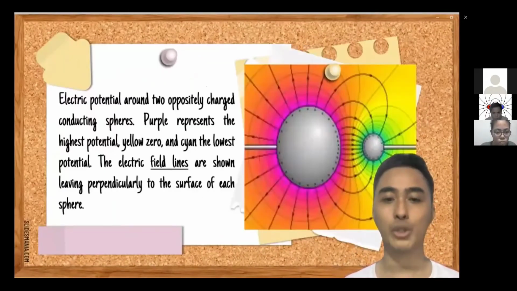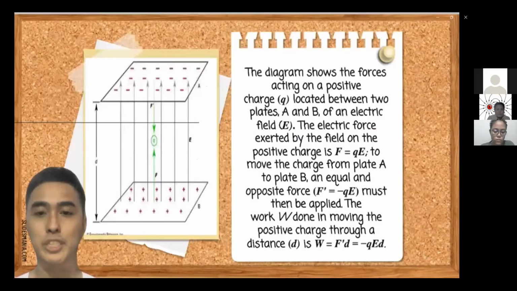This diagram shows the forces acting on a positive charge located between two plates, A and B, of an electric field. The electric force exerted by the field on the positive charge is to move the charge from plate A to plate B. An equal and opposite force must be applied. The work done is moving the opposite charge through a distance. Potential energy for positive charges increases when it moves against an electric field and decreases when it moves with the electric field. The opposite is true for a negative charge.